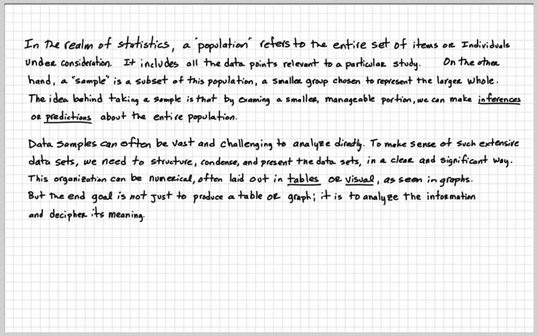This organization can be numerical, often laid out in tables or visuals. It can also be done in formulas, as seen in graphs, but the end goal is not just to produce a table or graph. It is to analyze the information and decipher its meaning. A table doesn't really tell you anything until you start describing what you organized, or a graph too. When you see a graph, it's best to tell the audience, this is what we're seeing and this is what it means, to analyze the information and decipher its meaning.